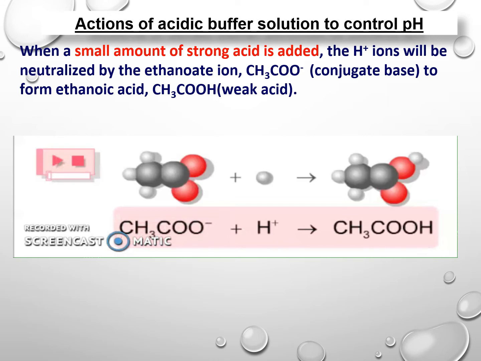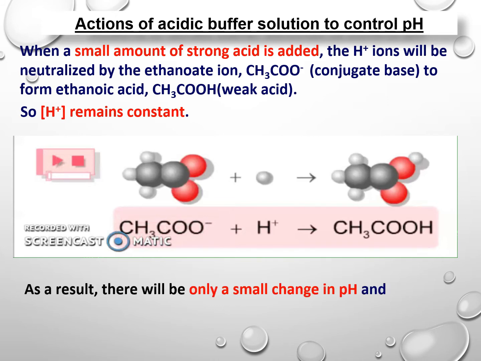During the course of the reaction, the hydrogen ions are removed and the base ethanoate ion forms the weak acid, ethanoic acid. In this way, the concentration of hydrogen ions in the solution remains constant. As a result, there will be only a small change in pH, and the concentration of the ethanoate ion decreases while the concentration of the weak acid, ethanoic acid, increases.